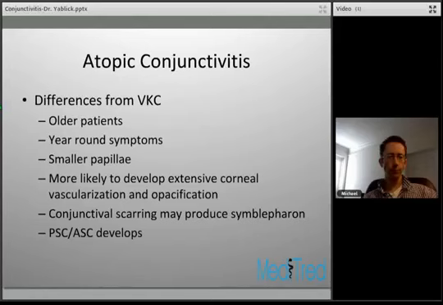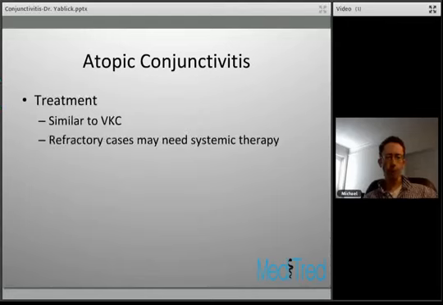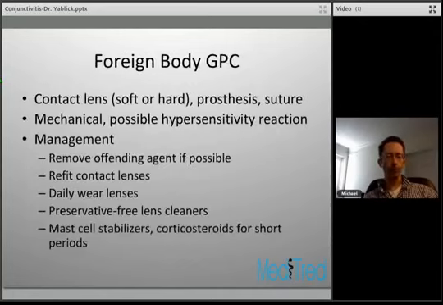Treatment in atopic conjunctivitis tends to be similar to vernal keratoconjunctivitis. However, refractory cases actually may need more extensive systemic therapy. Now, vernal and atopic keratoconjunctivitis are sort of one form of giant papillary conjunctivitis, but then you have this other category, which is foreign body GPC.